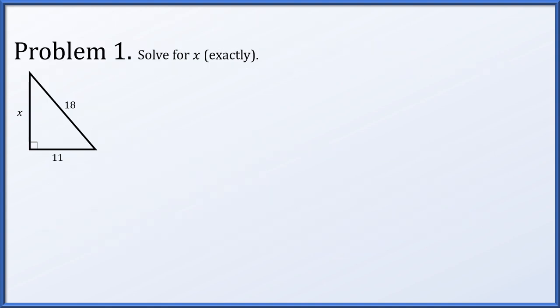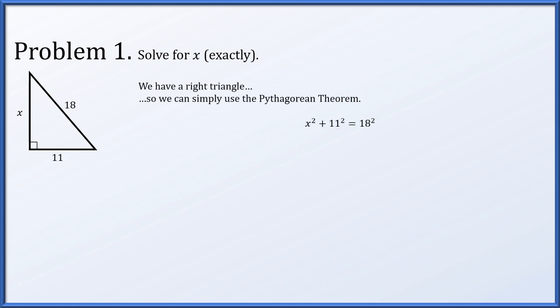In our first problem, we're supposed to give an exact solution for x. Well, it's just a right triangle, so we can use the Pythagorean theorem. So x squared plus 11 squared is 18 squared. Squaring 11 and 18 and taking the difference, we have x squared is 203. So x is the positive square root of 203. That's all there is to it.